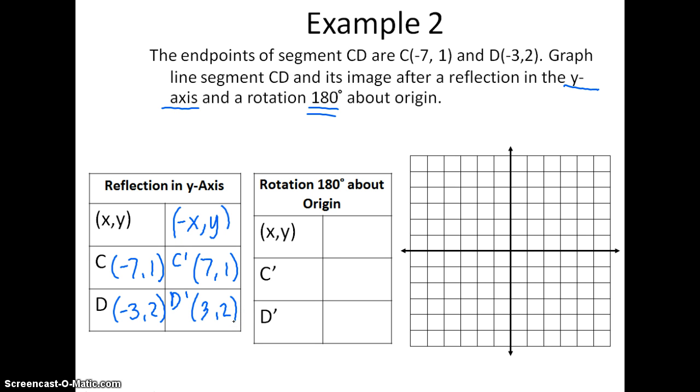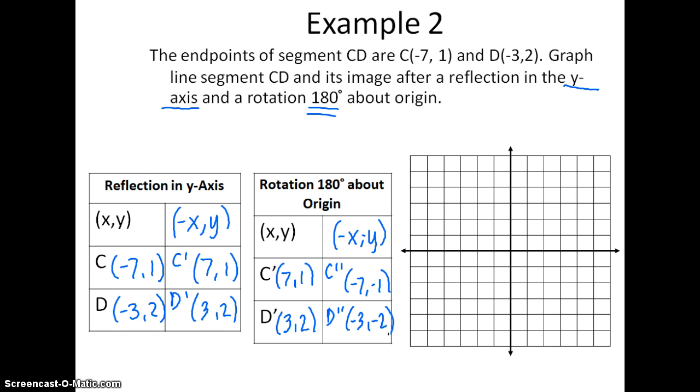Now I need to perform my second transformation. That's the rotation 180 degrees. To do this, you make both y and x negative. We're going to multiply them both by negative 1. I'm going to rewrite my C prime and my D prime. Then perform this second transformation. So C double prime will be negative 7, negative 1, and D double prime will be negative 3, comma negative 2.